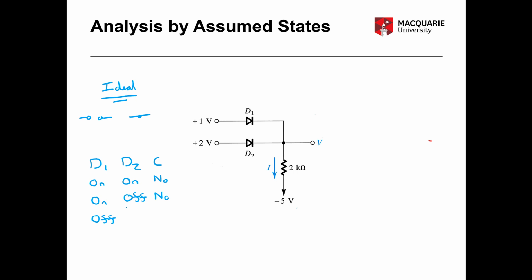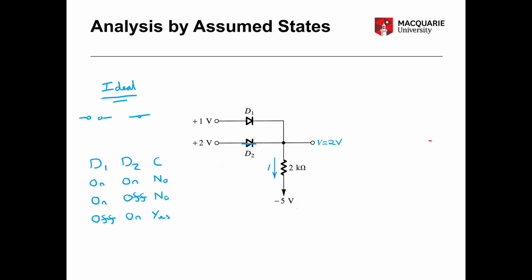D1 is off, D2 is on. So if D1 is off, we would have an open circuit here, and if D2 is on, then we have a short circuit through D2, which places our voltage at 2 volts, as we just have a direct line to this voltage here. Now is that consistent with D1 being off? For D1 to be off, it needs to be in reverse bias, and that means the voltage on the right side must be higher than the left. We have 2 volts on the right, 1 volt on the left, so that's consistent. So we can say yes.